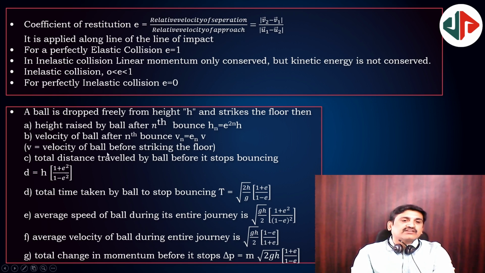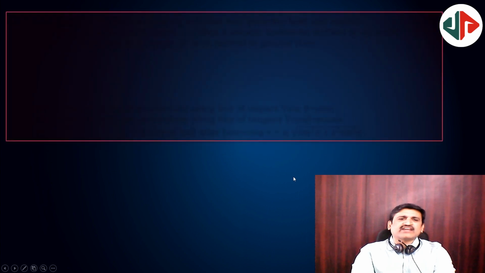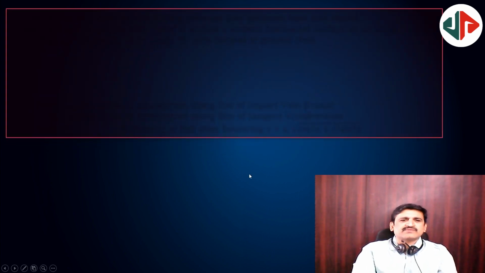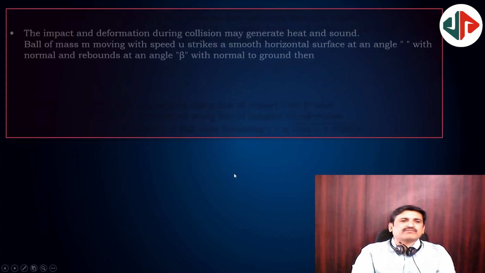Next, the total distance traveled by the ball before stopping when it is bouncing is h into (1 plus e square) by (1 minus e square). The total time taken before stoppage is square root of 2h by g into (1 plus e) by (1 minus e). These two are very frequently asked points. You can calculate the average using total displacement by total time, or total distance by total time.